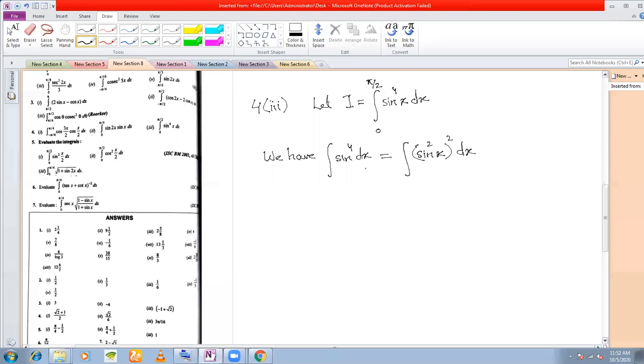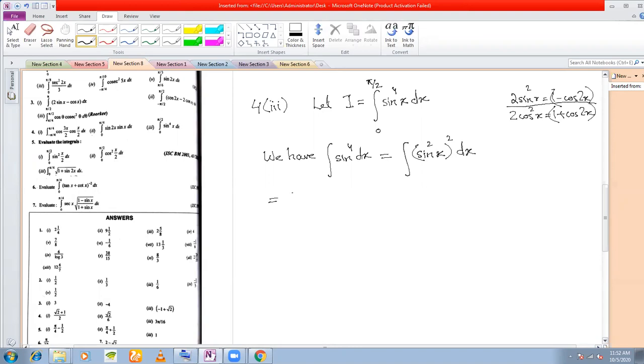Now see, whenever we see a power of sine or cos, we try to change it to power 1. But how do we change to power 1? With the help of these two formulas, you know that 2 sine square x is 1 minus cos 2x, and you know that 2 cos square x is 1 plus cos 2x. So we'll use these two to evaluate this.